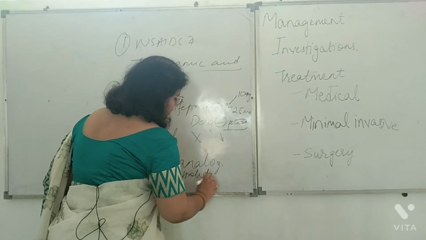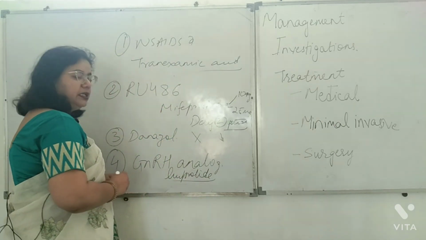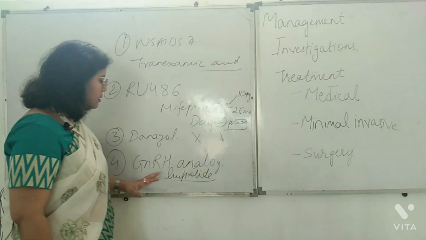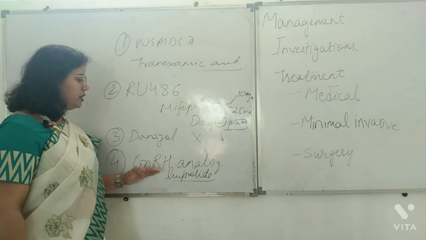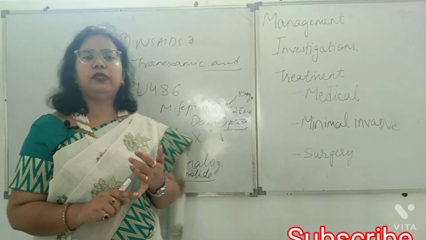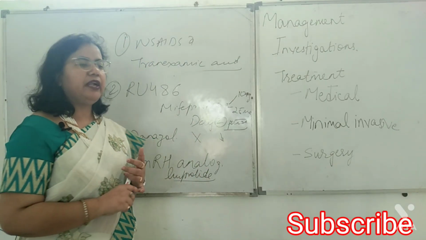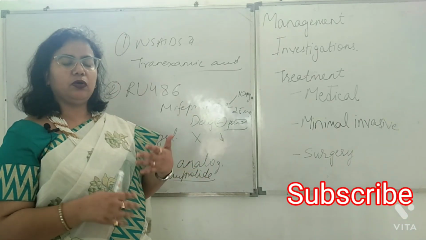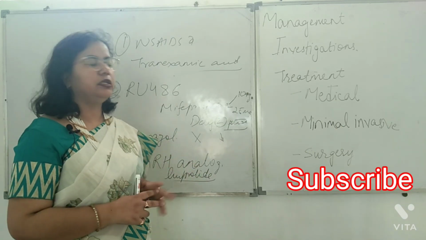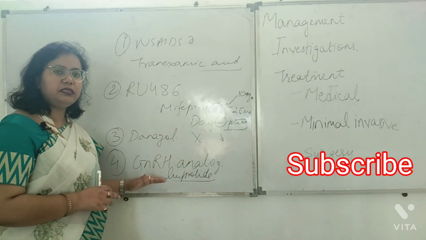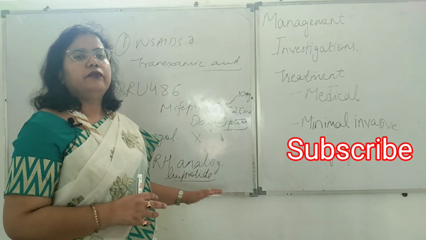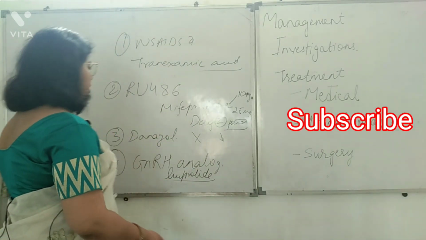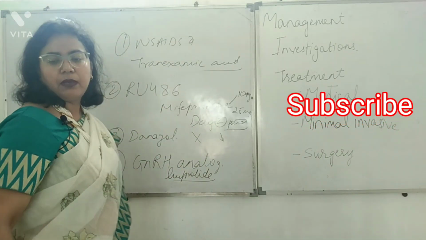Leuprolide, either you can give a monthly injection or you can give a 3 monthly injection. Various preparations are present in the market, but when you are giving a GnRH analog, always give calcium and vitamin D along with that, so that she does not develop osteoporosis as a side effect. If you want to continue it longer than 6 months, you can add OC pills along with this GnRH analog. So this is the medical management.